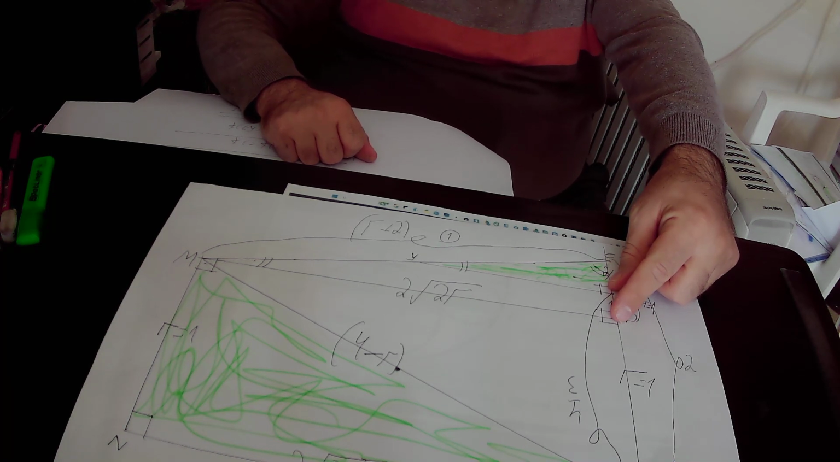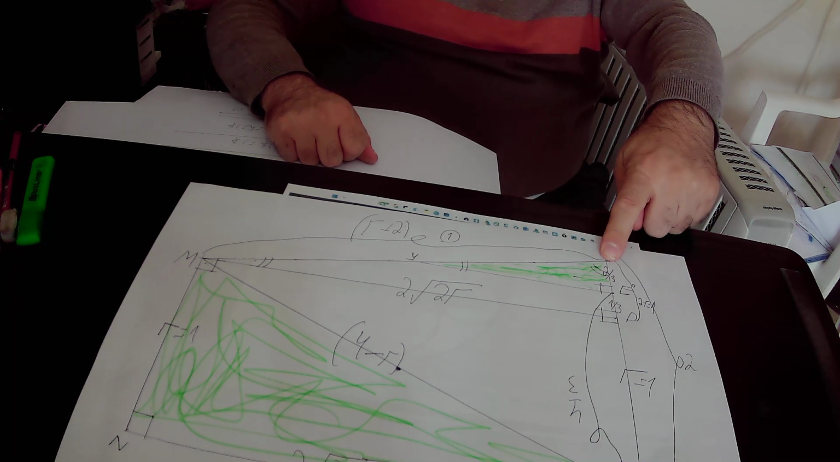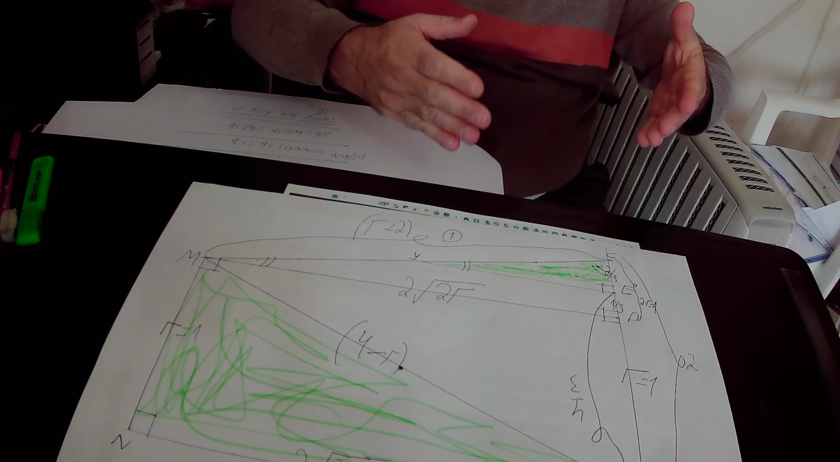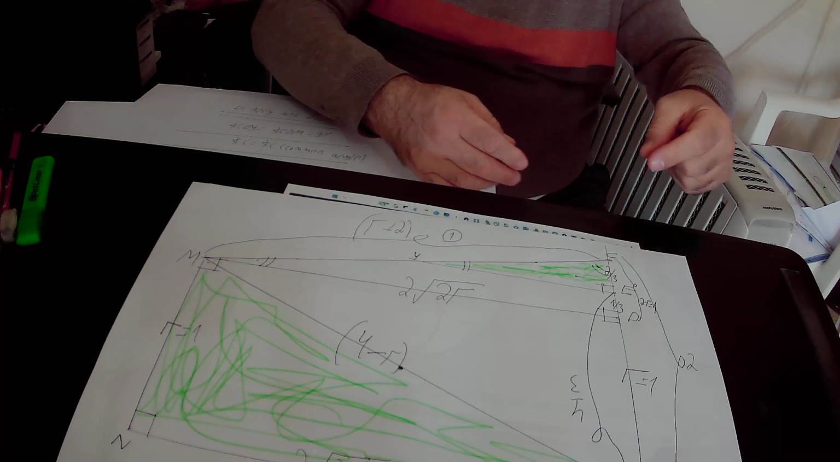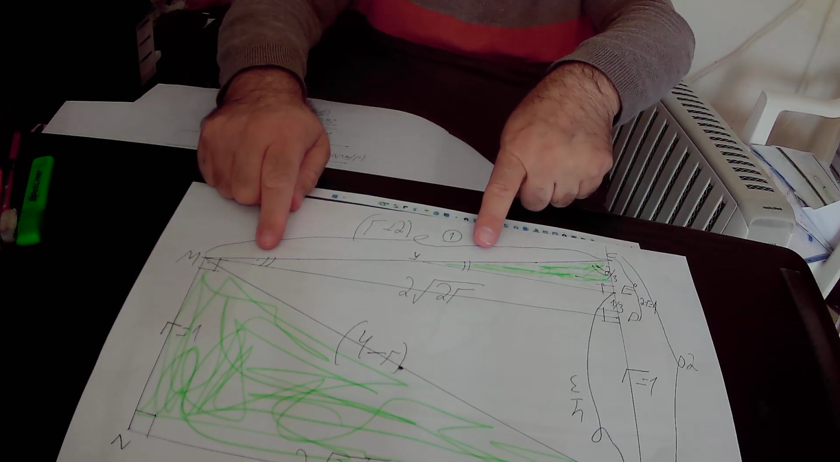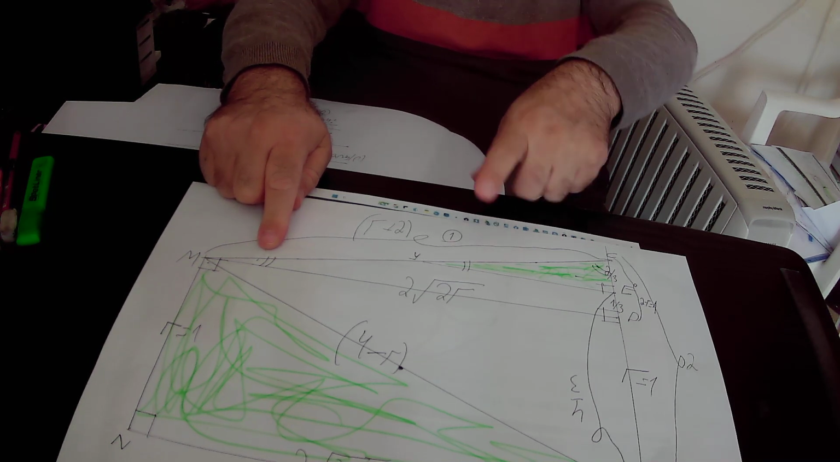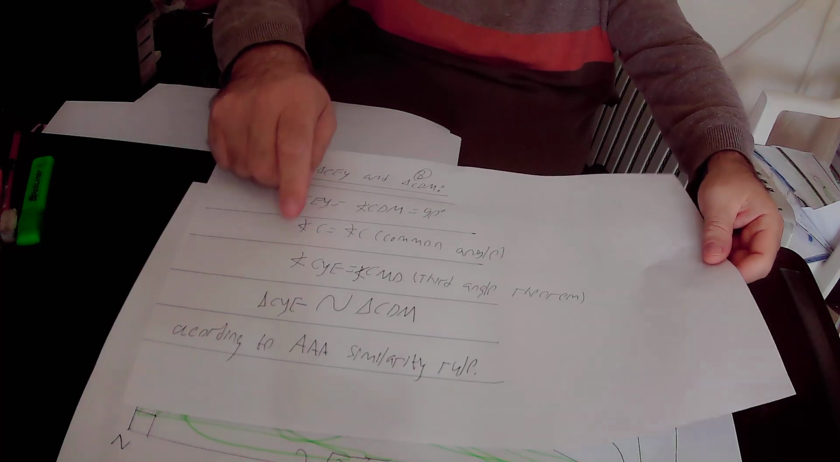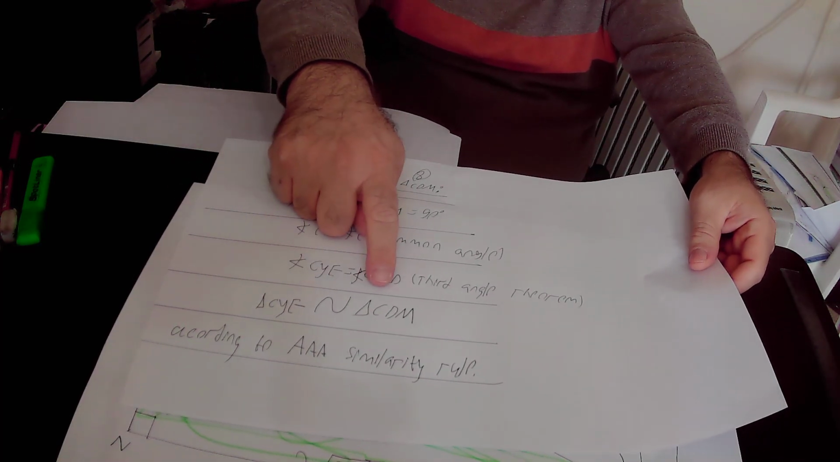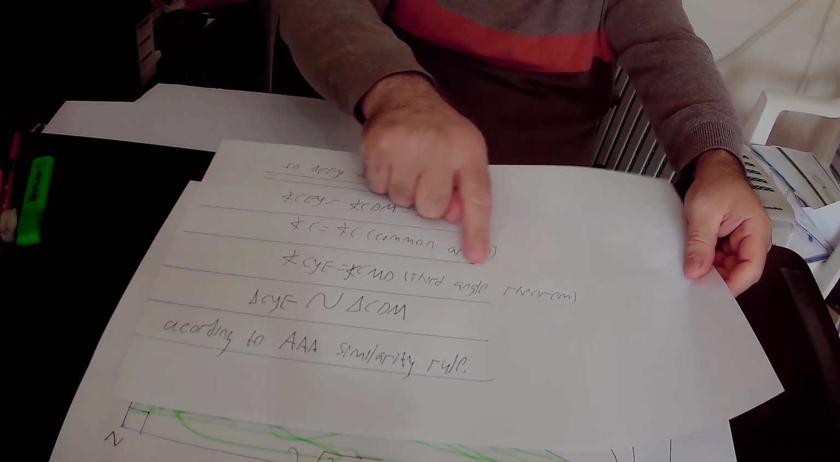Those two angles are both right angles, they are congruent, and we have this common angle, it equals itself, so this is the second pair of angles that are congruent. Therefore, because we have two pairs of congruent angles in those two triangles, the third pair of angles must also be congruent, that is to say these two angles are equal to each other. That is to say angle CYE equals angle CMD according to the third angle theorem.